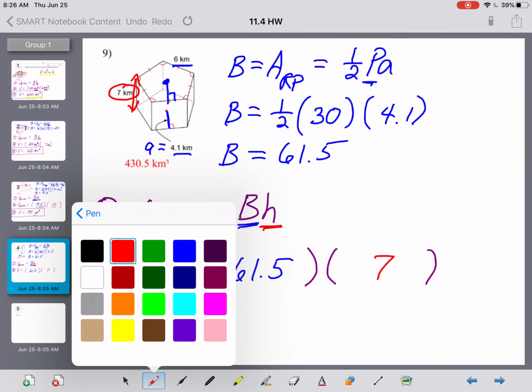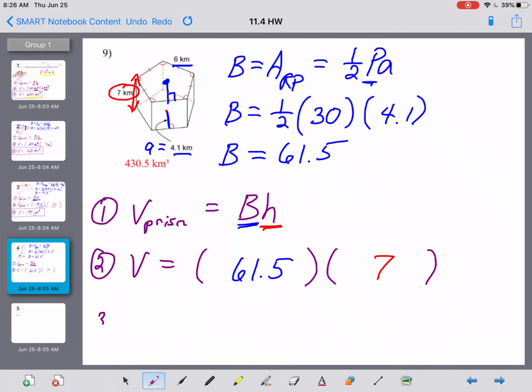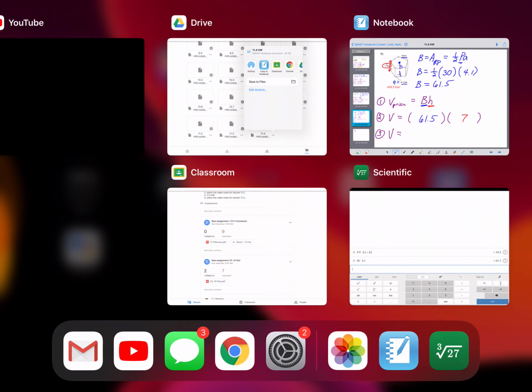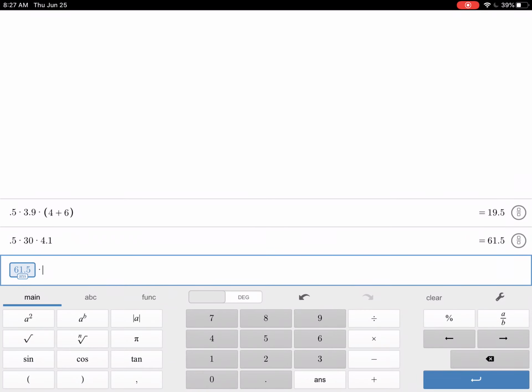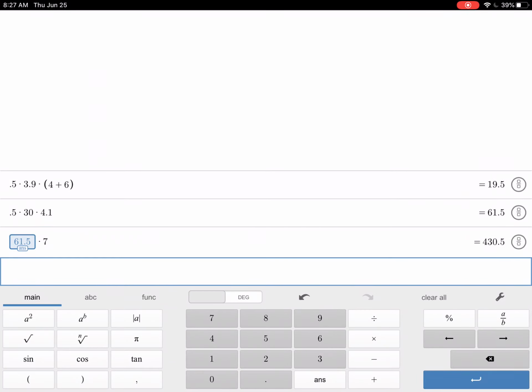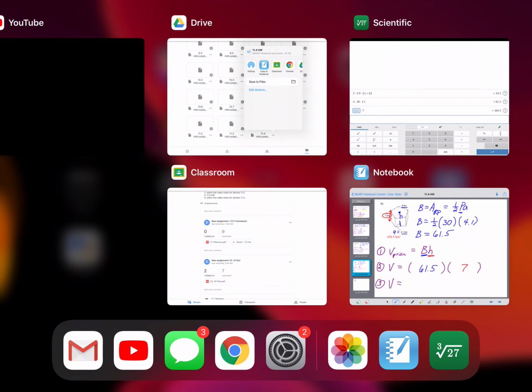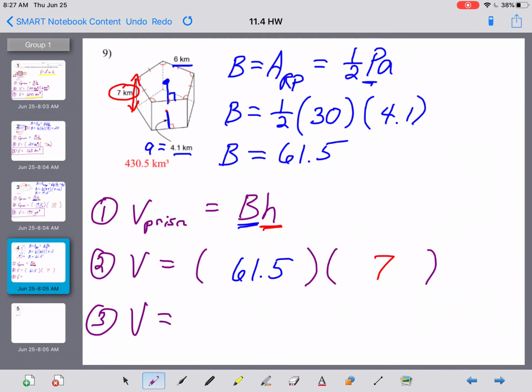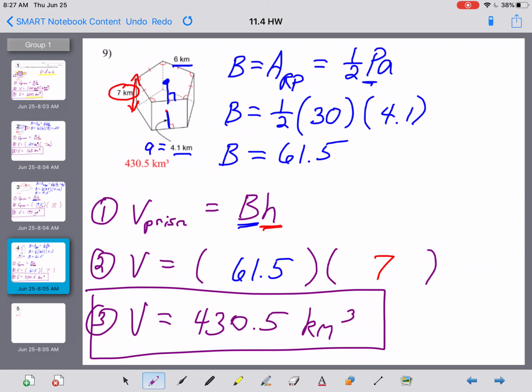Okay, so we know the area of our base, we know the height, so let's go ahead and plug that in, 61.5, which is my last answer here, and I just need to multiply that by 7 and get 430.5 for our answer here. 430.5. Again, kilometers are going to get us cubic kilometers for the units of volume here in problem number 9.